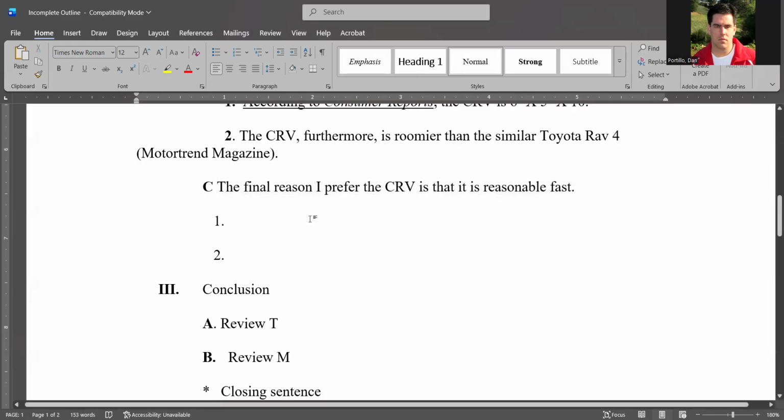And once again, I can't just leave it at that. If I say something's reasonably fast, well, I have to have support for that. And so what would be my support for it? Well, I could say something like this.